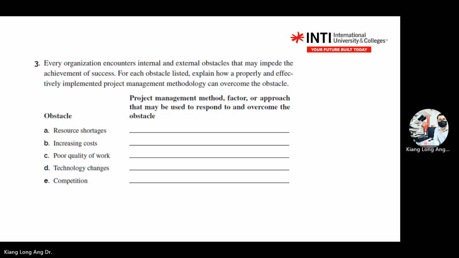Change the huh? Employees. You change the employees.